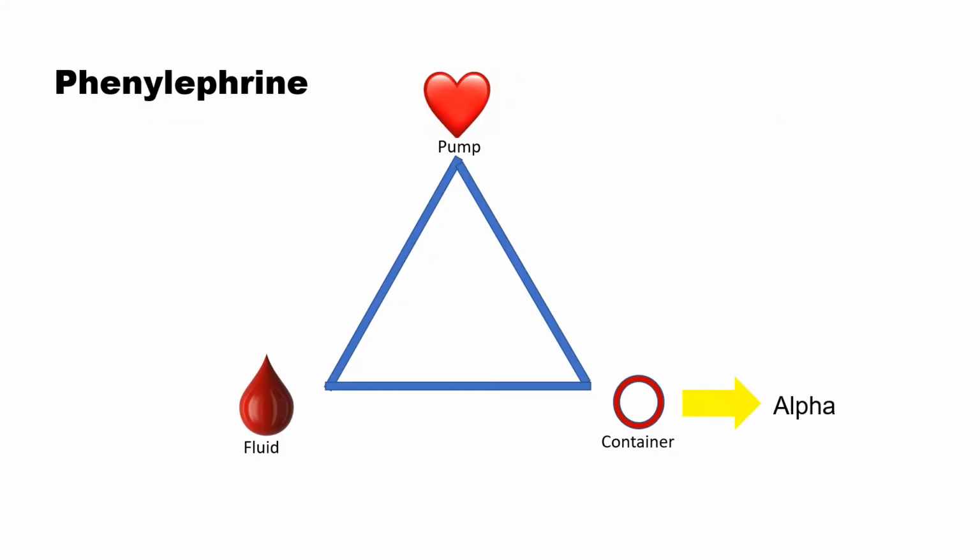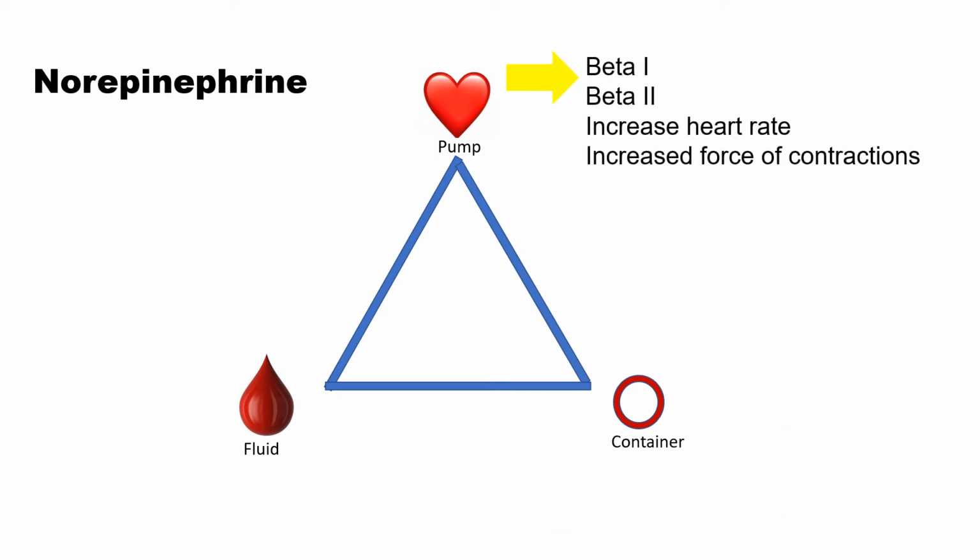Phenylephrine acts upon alpha receptors, resulting in vasoconstriction. This results in increased peripheral vascular resistance and thereby increased blood pressure. Norepinephrine acts upon the beta 1 and beta 2 receptors, resulting in increased heart rate and increased force of contractions. It also acts upon the alpha receptors, resulting in vasoconstriction and increased peripheral vascular resistance, thereby increasing the blood pressure.